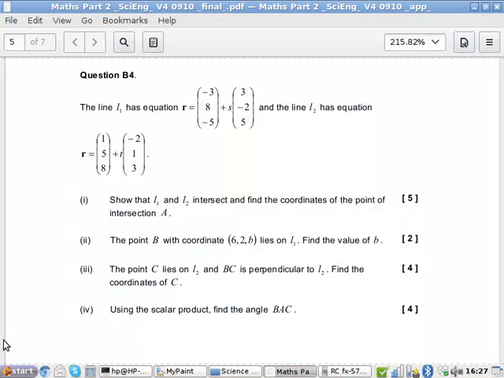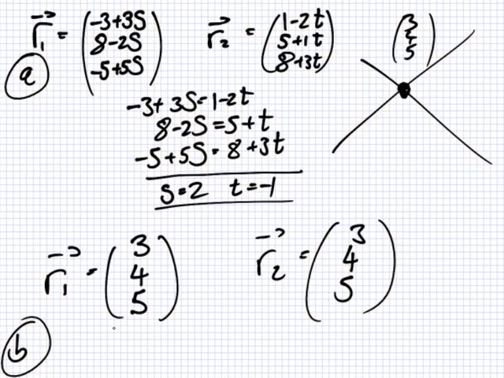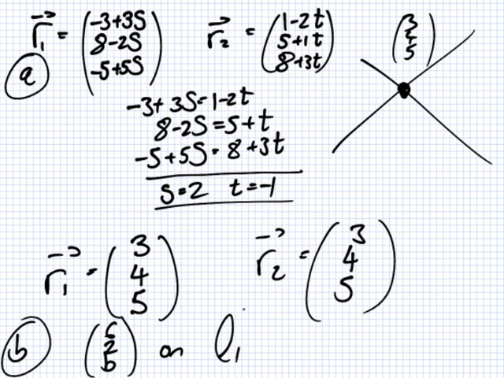Right, so part B now. The point B has coordinates 6, 2, b on L1. Now this confused some people because they thought that the s you have here, you use it in the next part, but you don't, because that s and t is only for this point. They never said this was this point. It could be a different point. In fact, it must be a different point because 6 and 2 is not the same as 3 and 4.